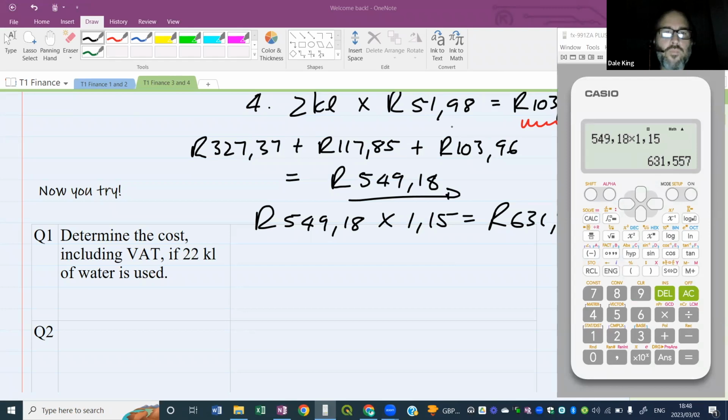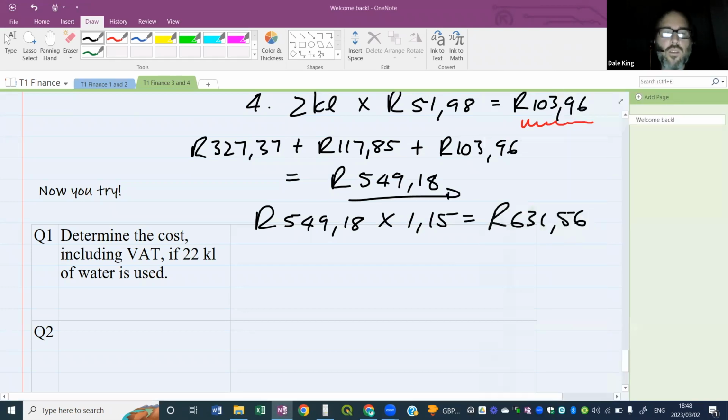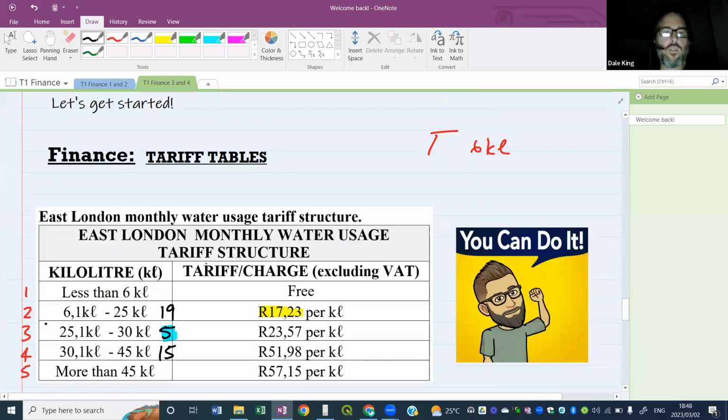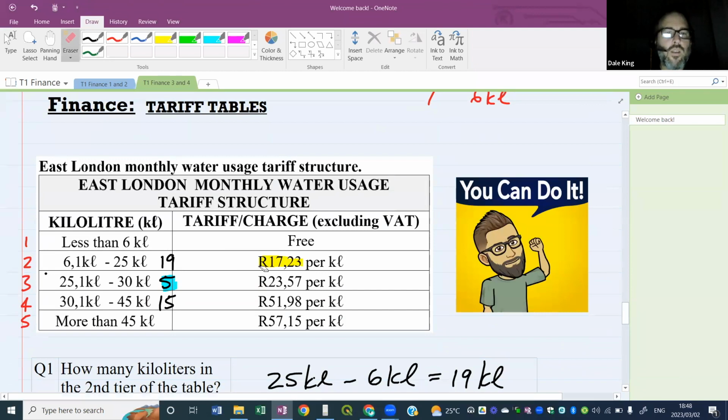All right, it's your turn now to try this. Don't be afraid to try it. Let's see what you guys can do. You're going to work out the cost with VAT included for 22 kiloliters of water. Just remember 22. I'll write it up here by the table and I'll leave the table there. Let me rub that off. You have 22 kiloliters of water. Work it out for 22 kiloliters of water. And I'll leave the table up there.